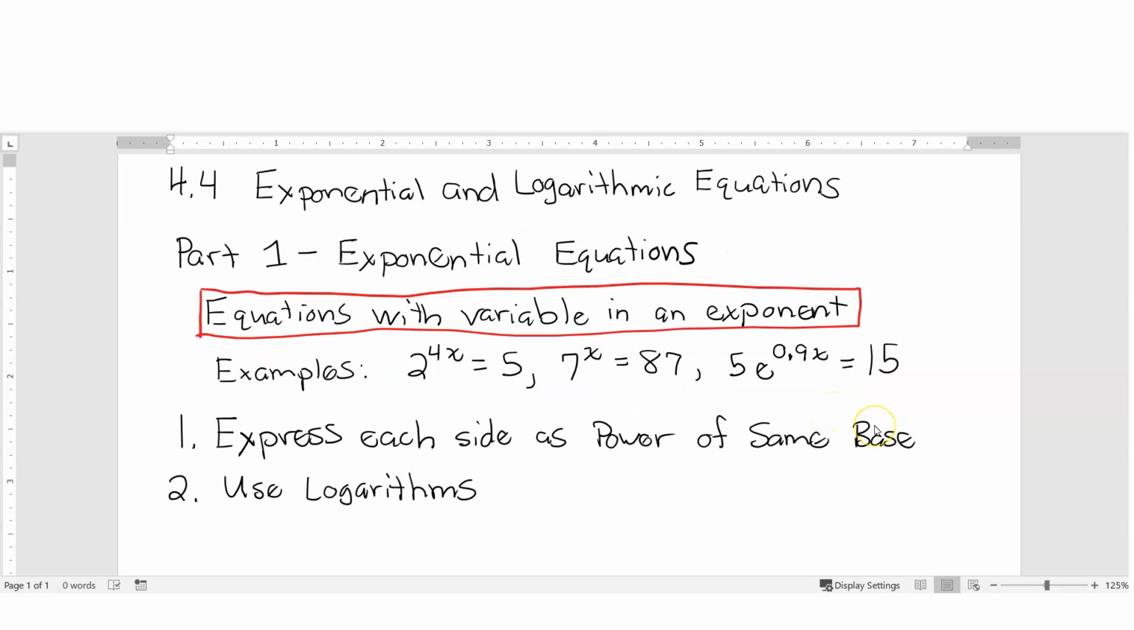When solving exponential equations, there are two basic approaches to solve them, depending on the equation that you have. The first approach is to express each side as a power of the same base, and this can be a simpler form of equation to solve. However, not all equations will be able to be solved using this approach, so then the second approach we will look at is to use logarithms to solve our exponential equations. Let's look at the first solution approach, where we express each side as the power of the same base.